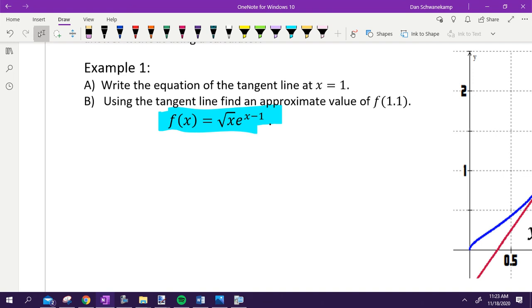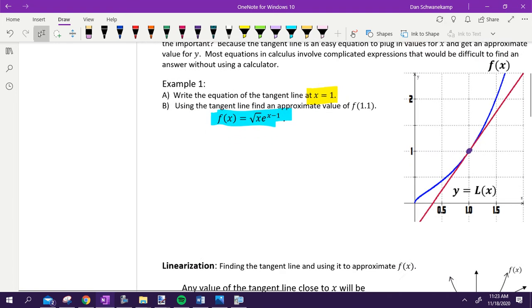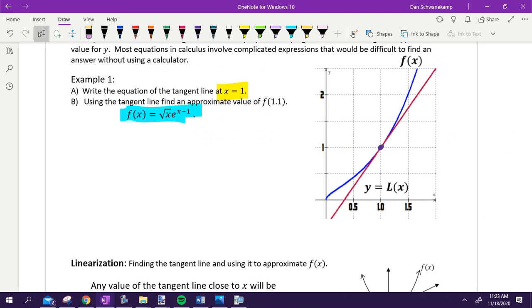Letter A, write the equation of the tangent line at x equals 1. Basically, we're writing the equation of this red line here on my paper. As soon as you read the phrase write the equation of the tangent line, think y minus blank equals blank times x minus blank. That's what we're doing here in part A.